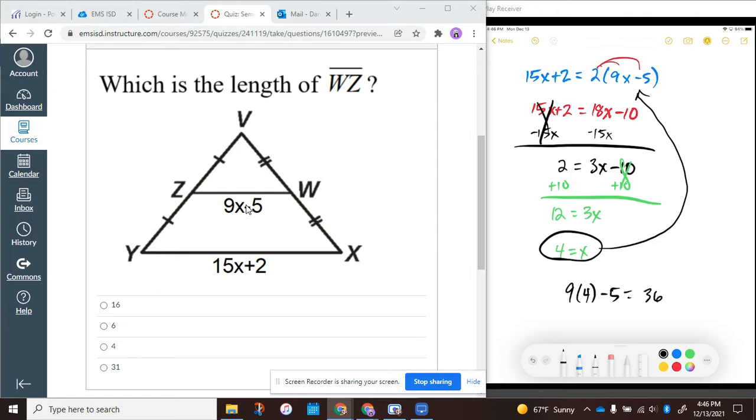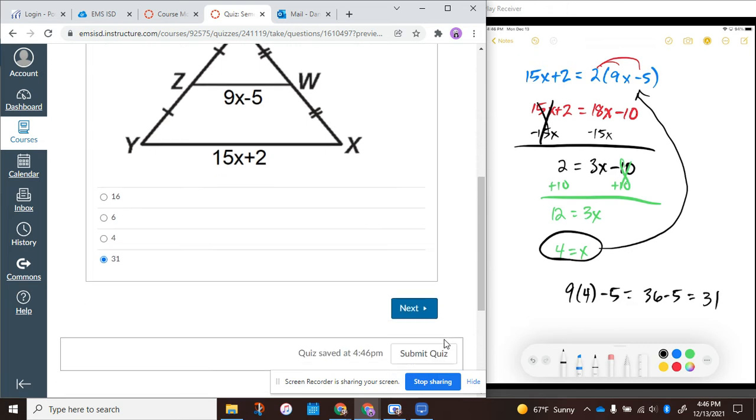That becomes 36 minus 5, and that's just 31. So that's the answer choice we're looking for right there. Make sure you answer the question that's being asked. This question makes it so you're not done after you find x. You've got to keep going.